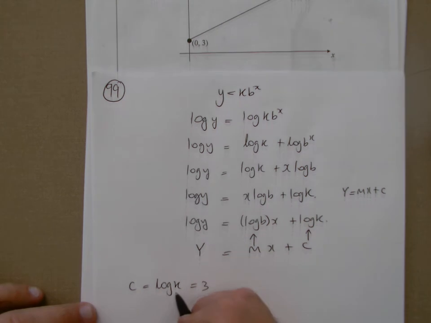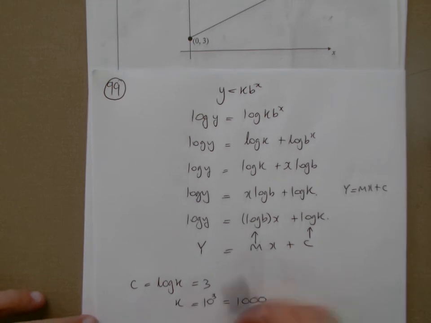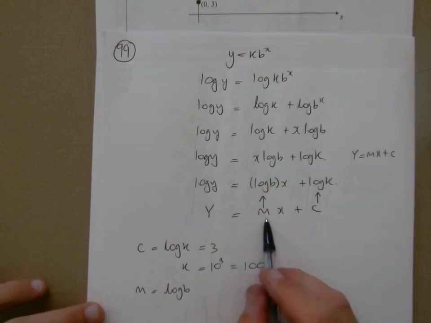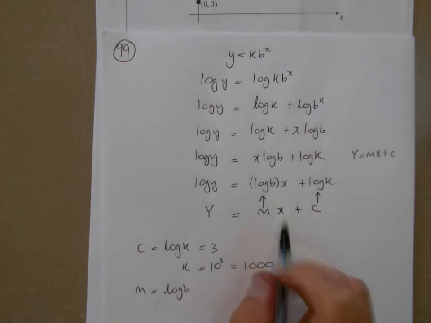So then you've got log to the base 10 of k equals 3, so you swing the base, so you get then k is 10 cubed, which will be 1000, okay. Now, the gradient will be m, okay, but that, in this case now, is equal to log b, right? I've written it down there, okay. So the gradient value m is what your log b value is on this equation.